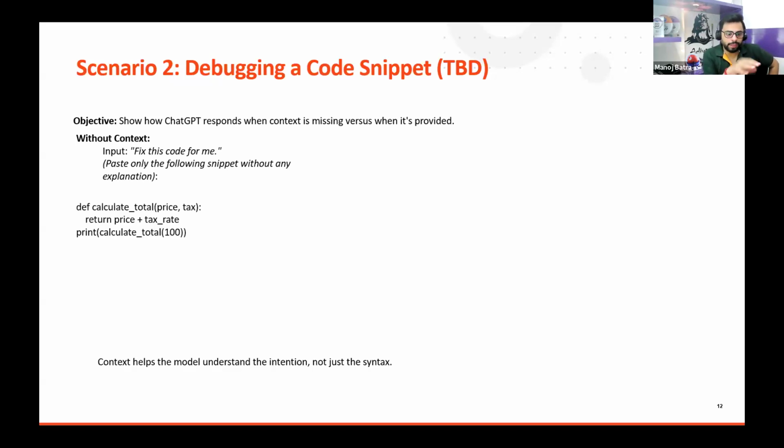So this is the code. This is a Python code which calculates the total. So I'm passing two variables here, price and tax, and it is returning price plus tax rate, right?